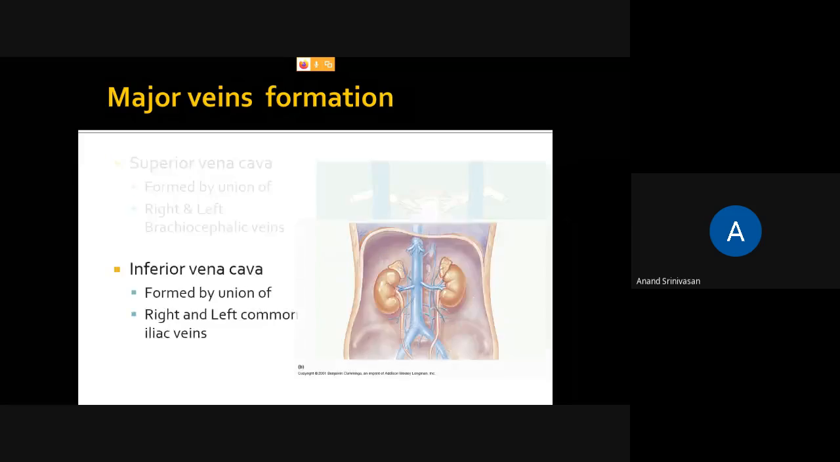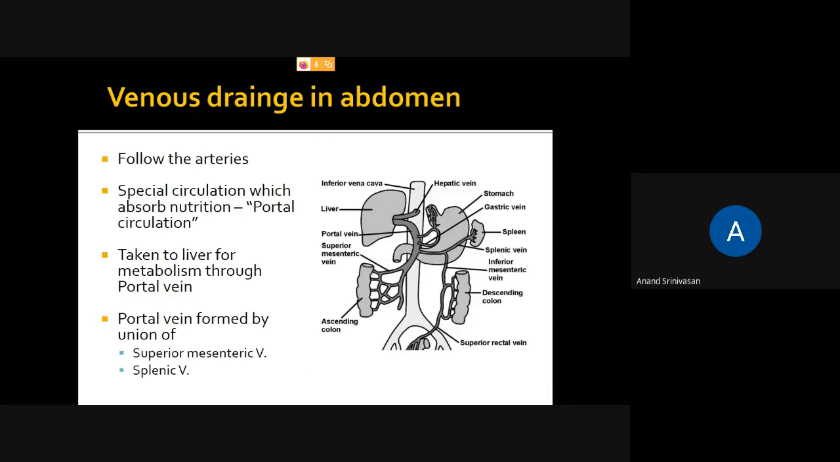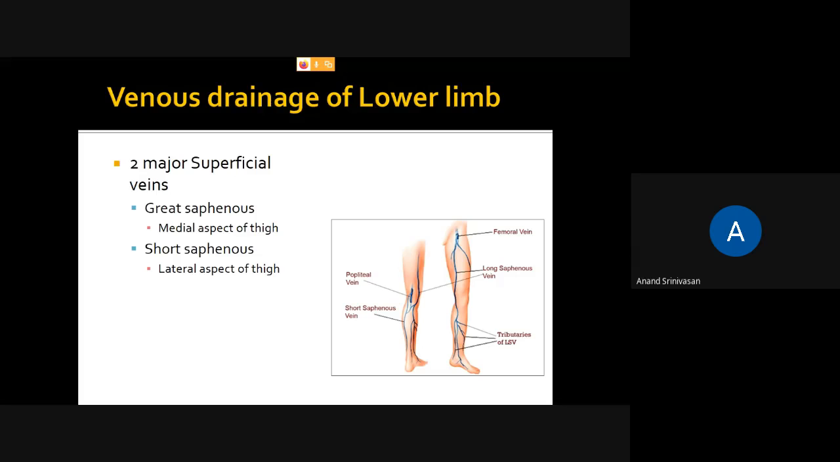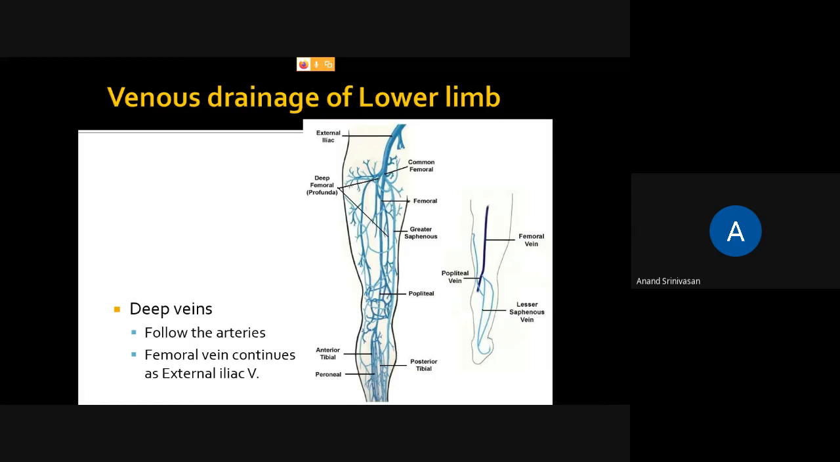All right. So once again, I will just revise the venous drainage of the lower limb. There are two superficial veins in the lower limb, the great saphenous vein and the short saphenous vein. The other venous drainage from the lower limb is the same as that of arteries but in reverse direction. The anterior tibial vein and posterior tibial vein join together to form the popliteal vein. The popliteal vein continues as the femoral vein. The femoral vein then continues as the external iliac vein.